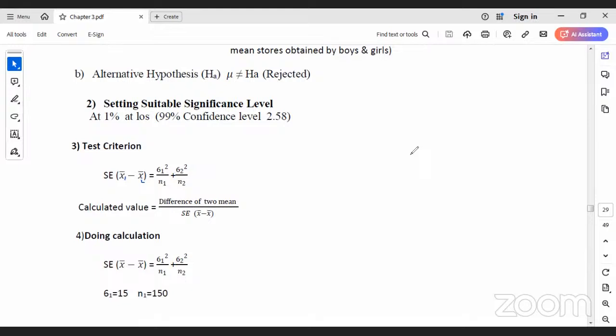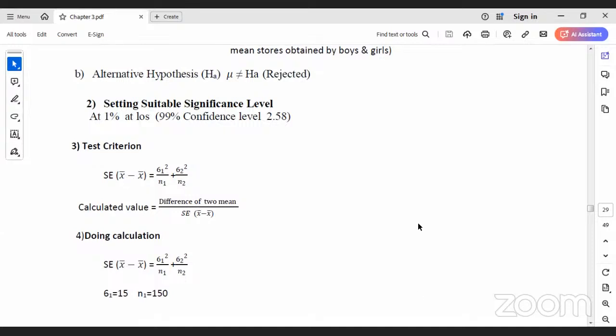So calculated value is equal to the difference of two means. See, it is important, the calculated value. Difference of two means divided by standard error of x bar 1 minus x bar 2. Then doing calculation, we need to do the calculation part here.